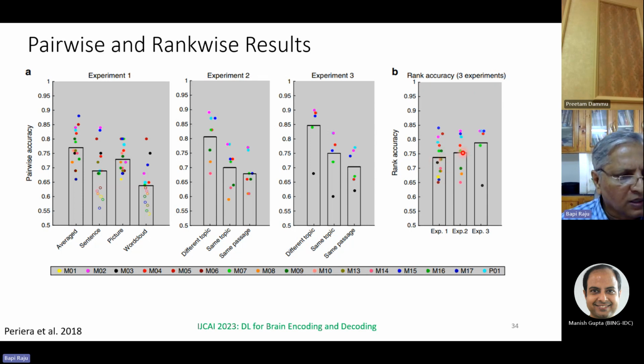Experiment 1. What you see is all these 3. The decoder performance is quite good in all 3 cases. It's superior in the case of experiment 1. Remember, the lower the rank, the better. First rank is better than second rank is better than third rank, and so on. So this rank accuracy is superior for experiment 1 on average.